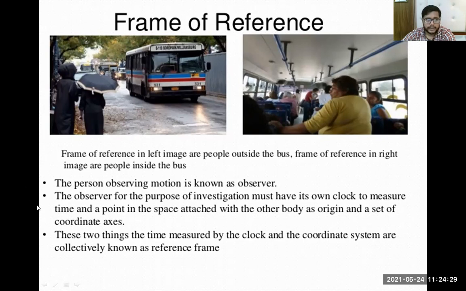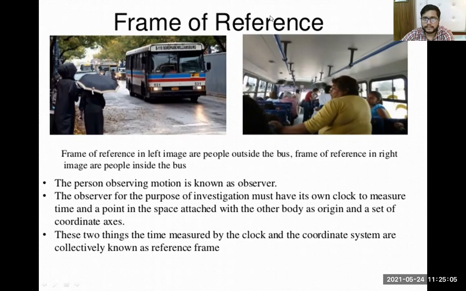Okay, so you can say the person observing the motion is known as the observer, and the observer, for the purpose of investigation, must have its own clock to measure time and a point in space attached to the body as origin and a set of coordinate axes. So these two things, the time measured by the clock and the coordinate system, are collectively known as a reference frame.